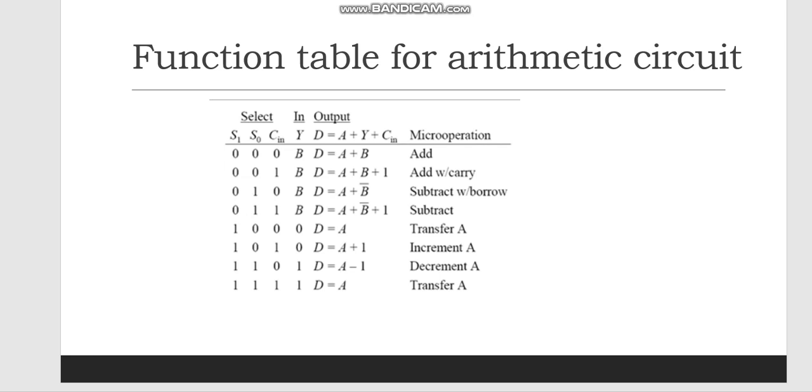When Cn is equal to 1, then D is equal to A minus 1 plus 1, which is equal to A, which causes a direct transfer from input A to output D. We note here that the micro-operation D is equal to A is generated twice, so there are only 7 distinct micro-operations in the arithmetic circuit.